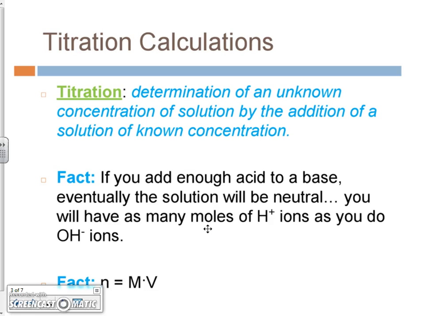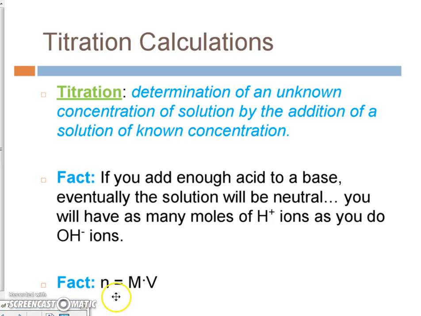How do we do this? Through titration. And titration, the definition there: determination of an unknown concentration of a solution by addition of a solution of a known concentration. So you have to know something. You have to know the concentration of either an acid or a base, and you need to know the volume as well. In fact, if you add enough acid to base, eventually the solution will be neutral, meaning we have the same number of H plus ions and OH minus ions, actually the same number of moles of each.